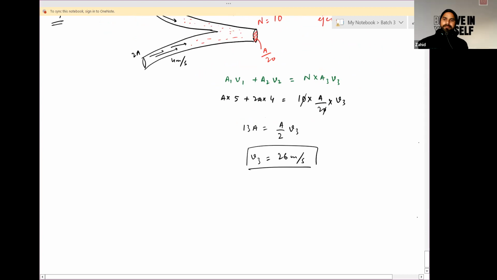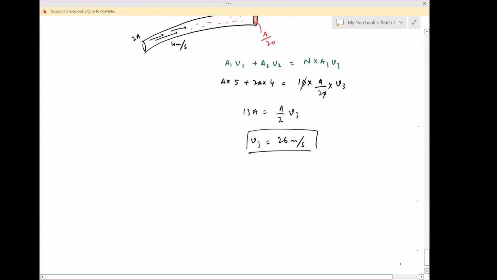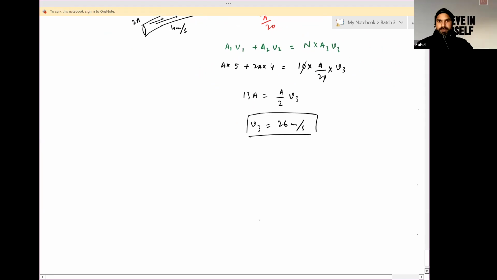You all have written? Yes, sir. Okay. Now there will be a conceptual question related to this equation of continuity.